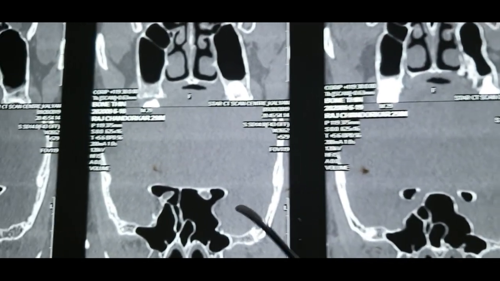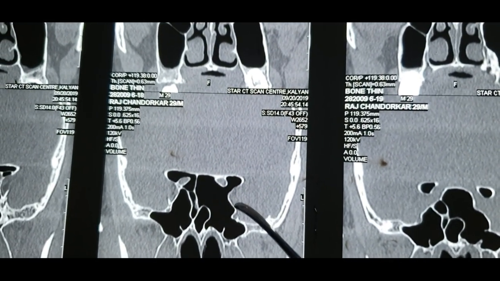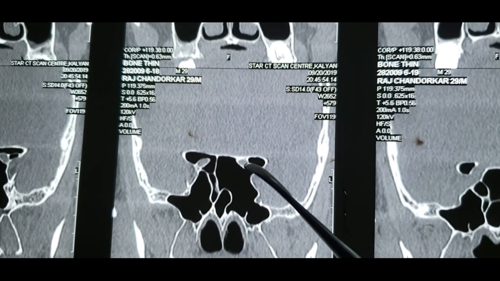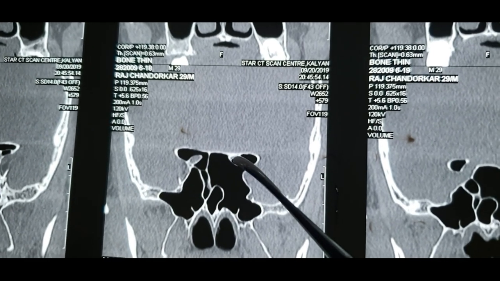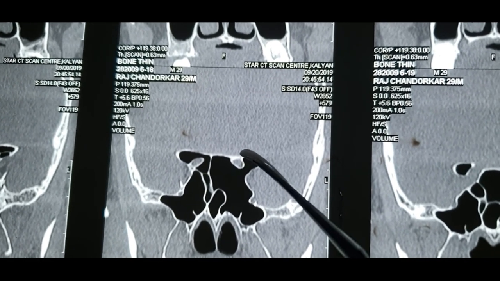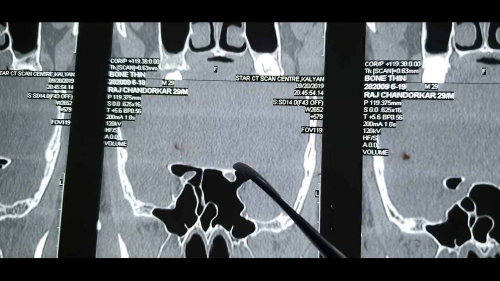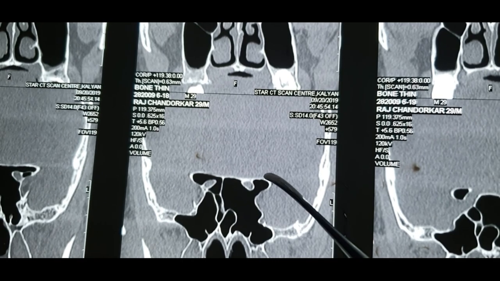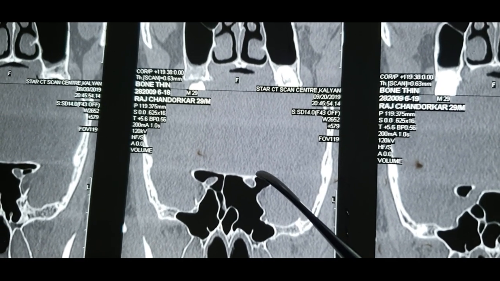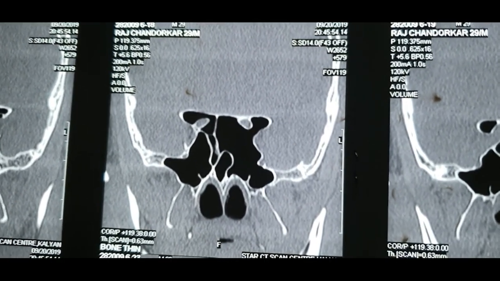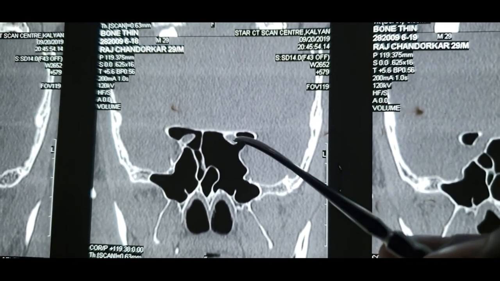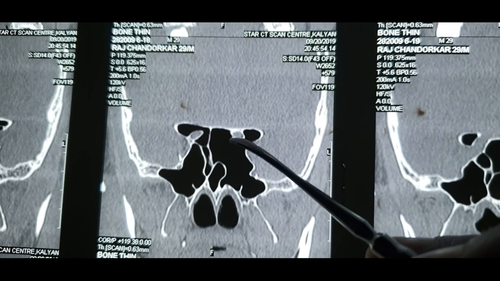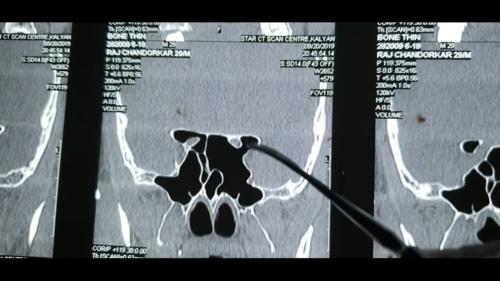So as I was saying, this is the bulge of the internal carotid artery, and here you can see the optic nerve. This is a bulge of the optic nerve. Now usually the optic nerve is just medial to the anterior clinoid process. Normally the anterior clinoid process is here, and the optic nerve is just medial to it. But in this case, it seems as if the optic nerve on the left side is running in a canal which is well within the sphenoid sinus.